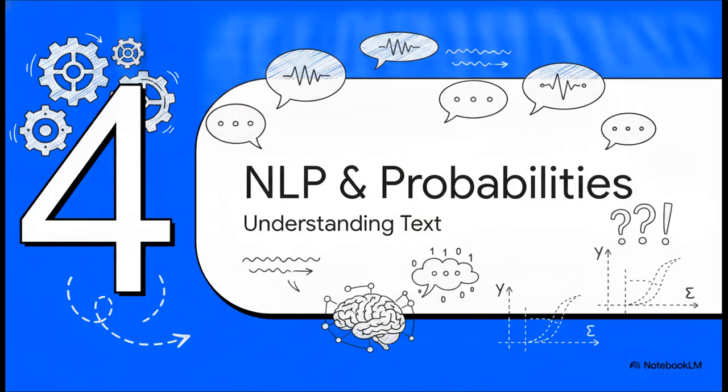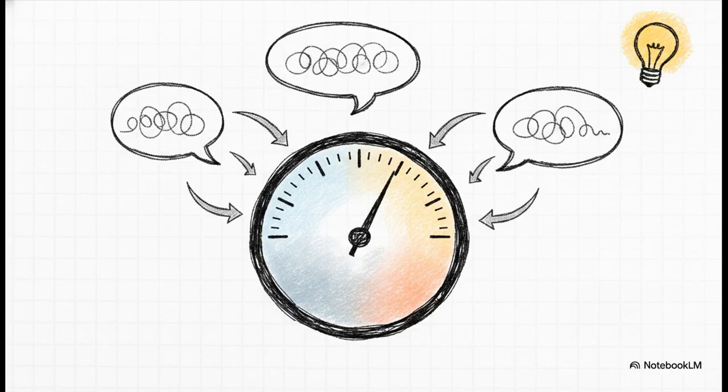Next up, Section 4, NLP and probabilistic models. So what happens when we apply all these ML concepts to human communication? Well, the core problem NLP has to solve is that human language is incredibly messy and ambiguous. Words have multiple meanings depending on the context. So AI simply cannot use rigid rules. Instead, it relies on probabilistic models to guess the most likely meaning.